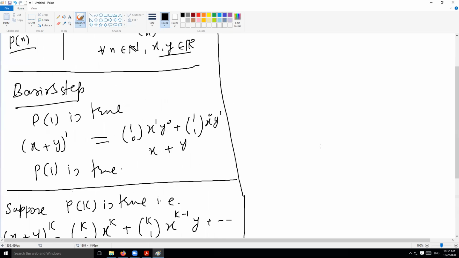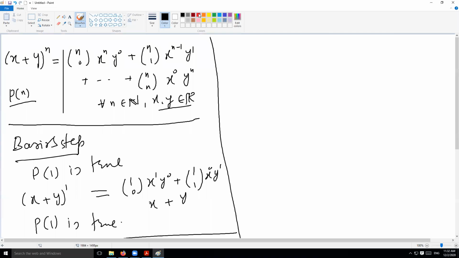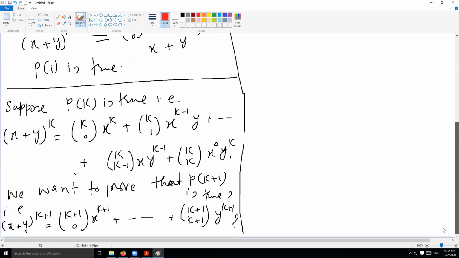Now, can you give me a suggestion on how to start? Where should we start? Always keep in view that the key step is to express the (k plus 1)th statement in terms of the kth statement.